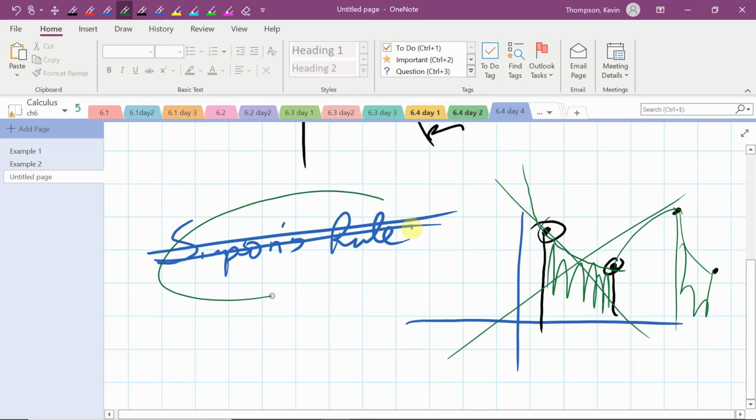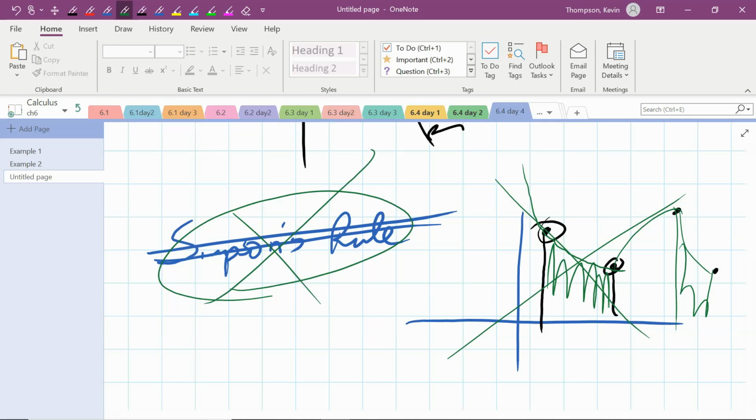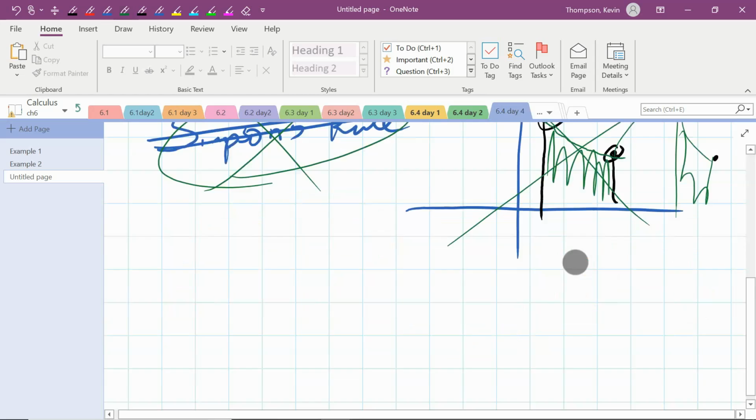So I'm not going to ask any questions about Simpson's rule. That actually deletes quite a few homework questions there. Apologies for keeping that on there. Sure.